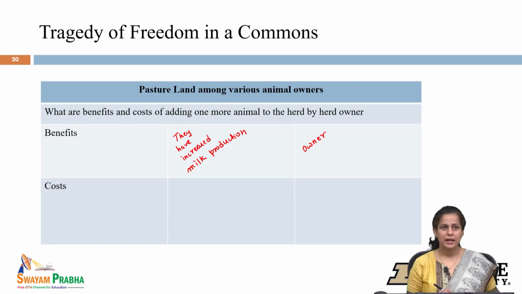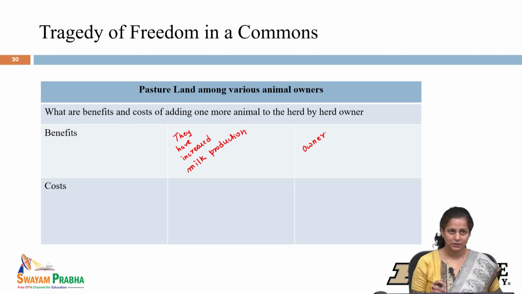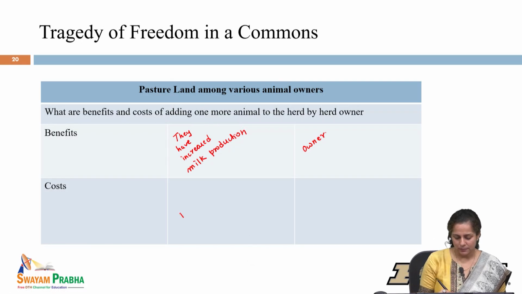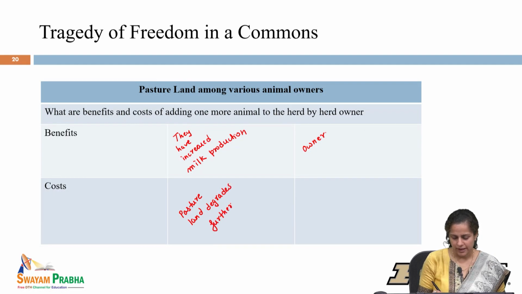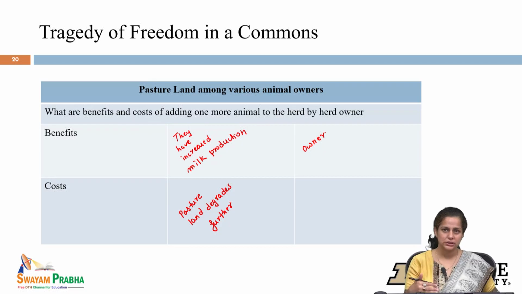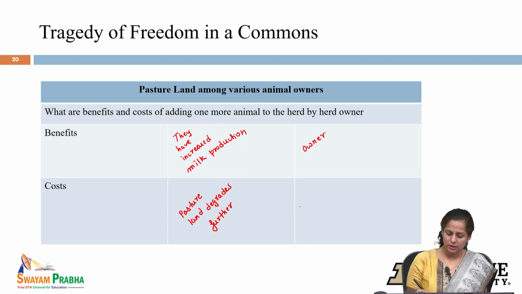Okay. But what happens is that because now you have added one more cow to the pasture land, the cost is that the pasture land will get more degraded. And the reason is that now we have more stress on the pasture land, which is the ecosystem, to maintain these herd of animals for their production. And the cost is actually shared by all the users.